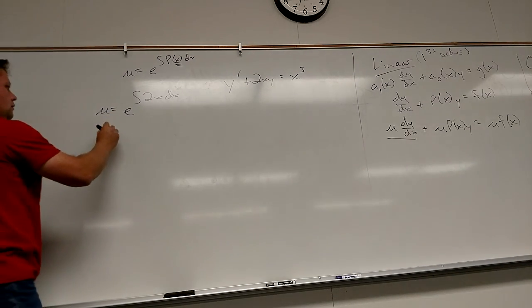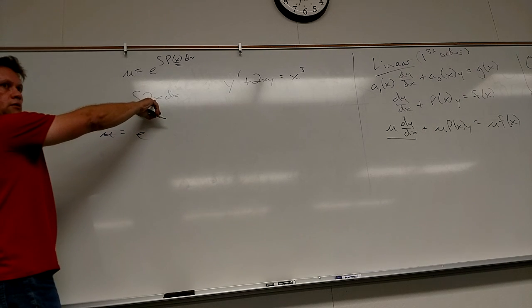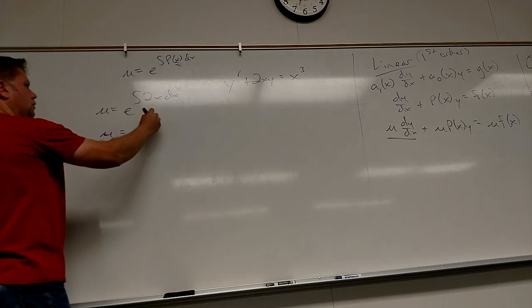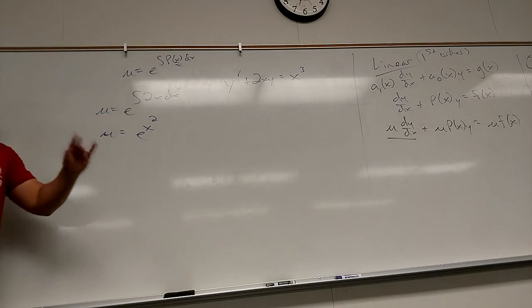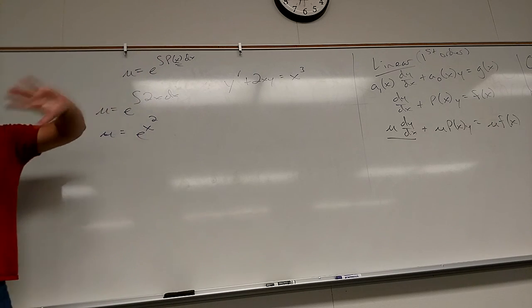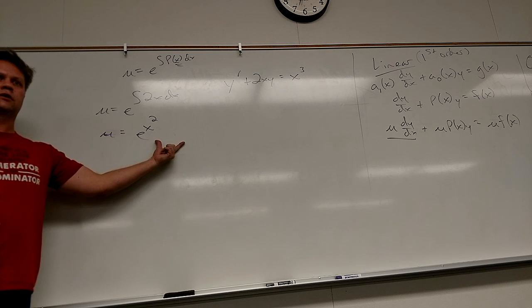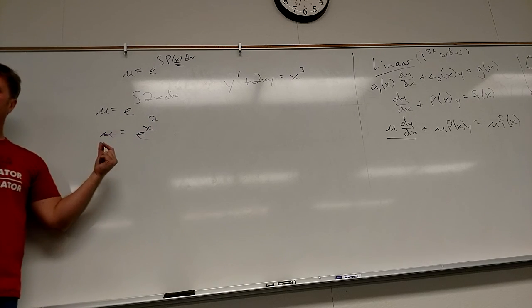So this is going to become mu: e to the x squared. Now don't worry about plus c, okay? The plus c doesn't really matter, because it would just become a multiplying constant and get absorbed in the whole thing. Don't worry about the plus c on this level. This is just the little intermediate step: what's the function I have to multiply everything by.